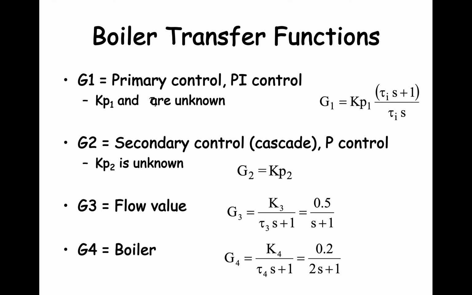We will assume that the biofuel flow valve is described by a first-order transfer function with a gain of 0.5 and a time constant tau equals 1. We also assume that the boiler is defined by a first-order transfer function with a gain of 0.2 and a time constant of tau equals 2.